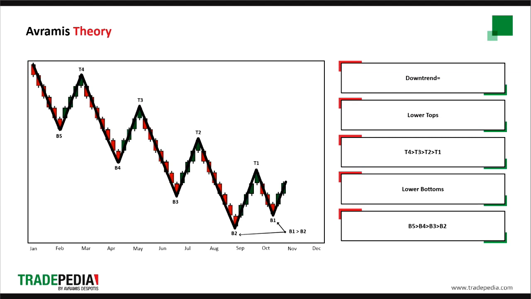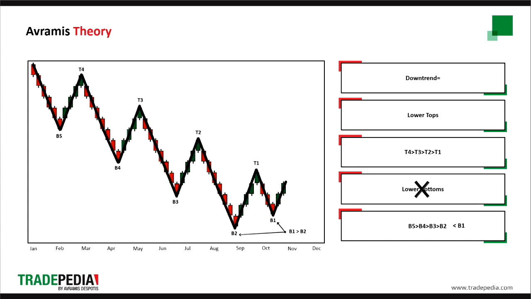And because now I have a bottom higher than the previous bottom, I lost the sequence of lower bottoms. This downtrend lost 50% of what constitutes it, right? It lost one component out of the two components that form a downtrend.